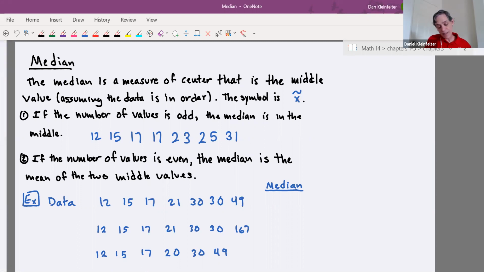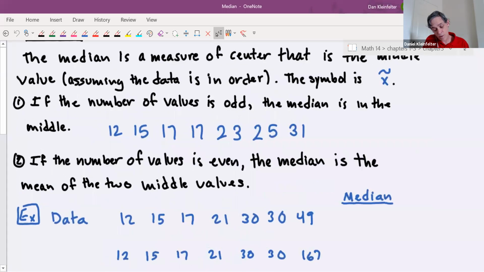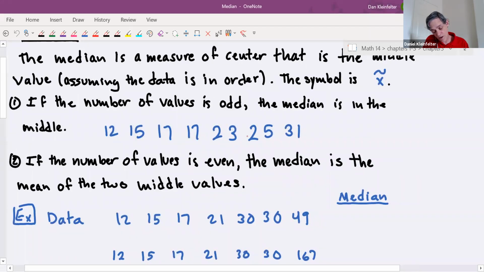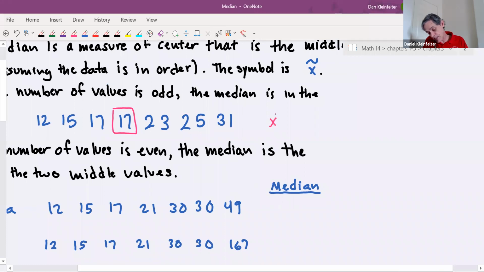How you calculate the median is if there's an odd number of values, you just take the middle one. So here I've started with a set of numbers and they're sorted. So there are 1, 2, 3, 4, 5, 6, 7 numbers. That's an odd number of numbers. And so the median should be the fourth value. So here it's going to be 17.